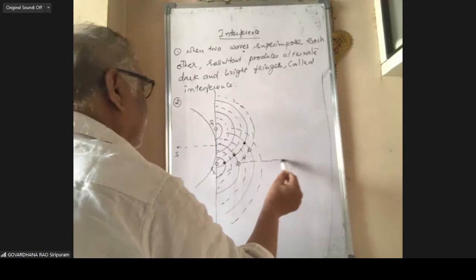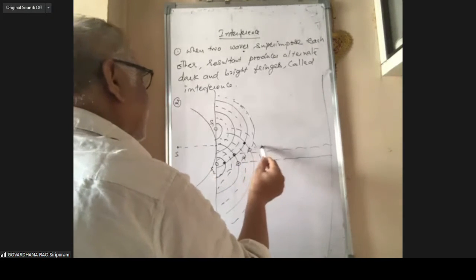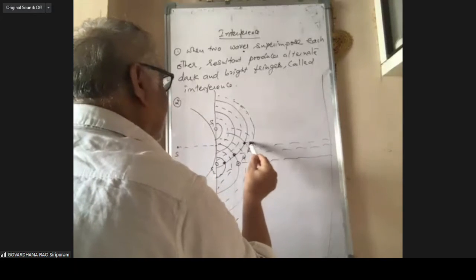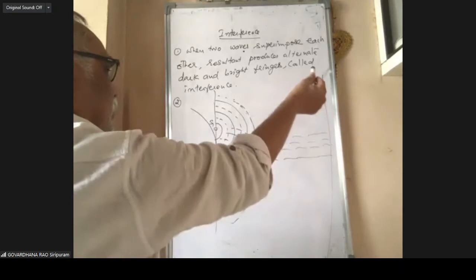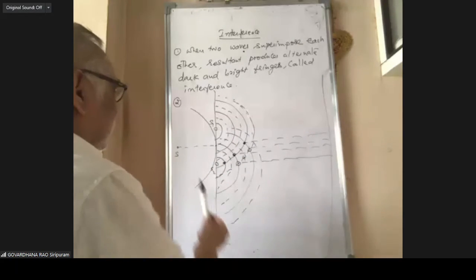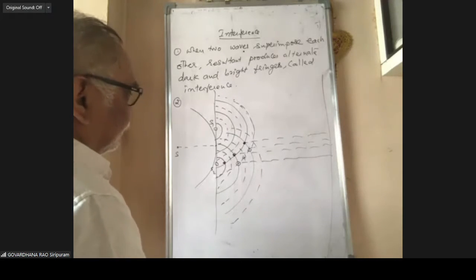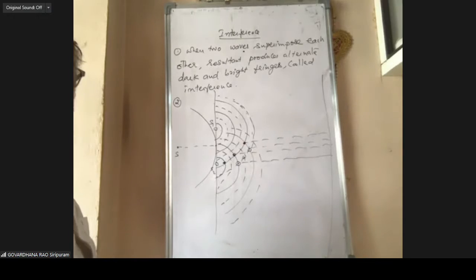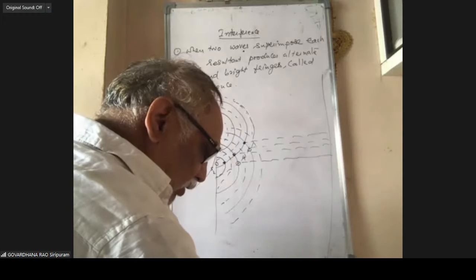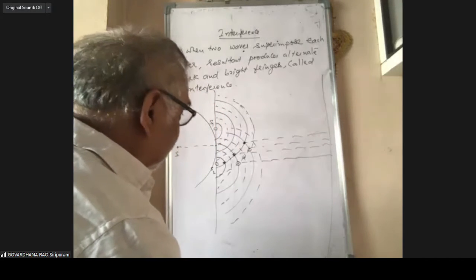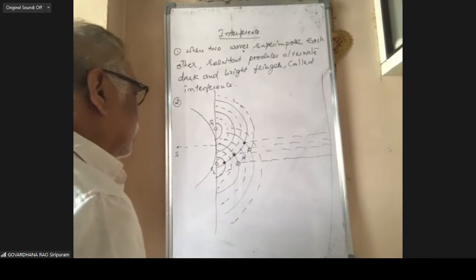So here what do they produce? Dark. Here they produce bright. Again here dark, and here they produce bright. Like this, alternate dark and bright fringes will be observed on the screen. Okay? So this phenomenon is called interference. It's a basic explanation of interference. Now let us see, this is only an idea of how it imaginarily takes place. In practice, how is it possible?